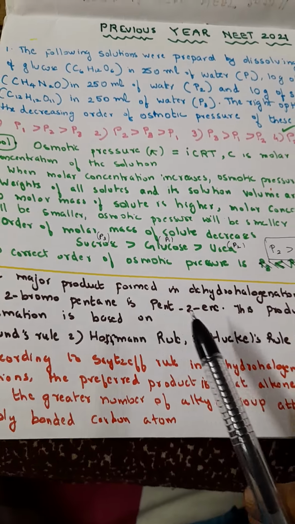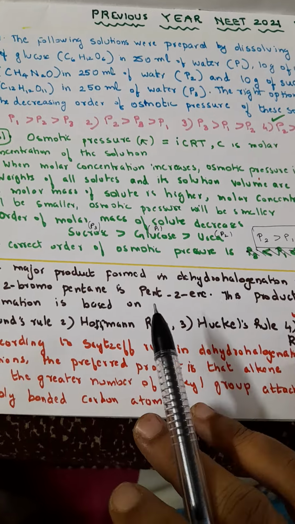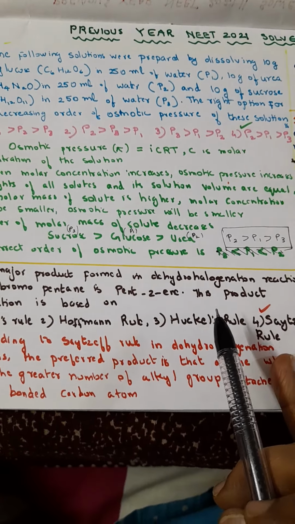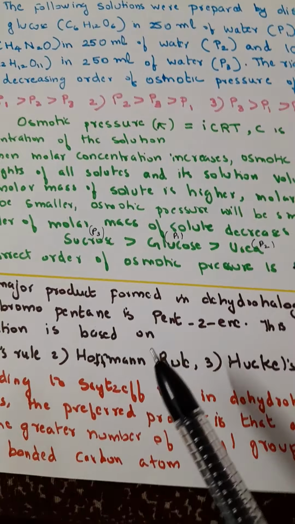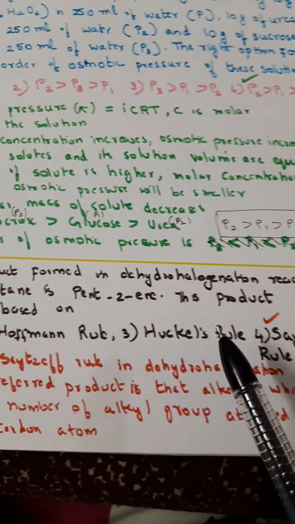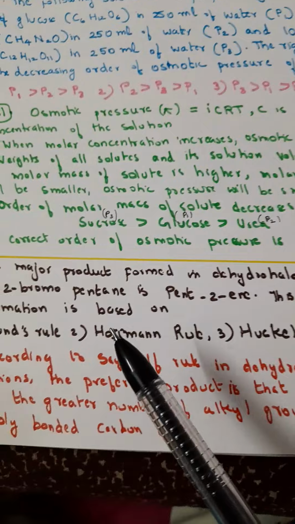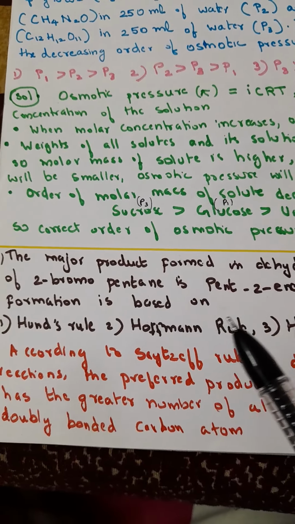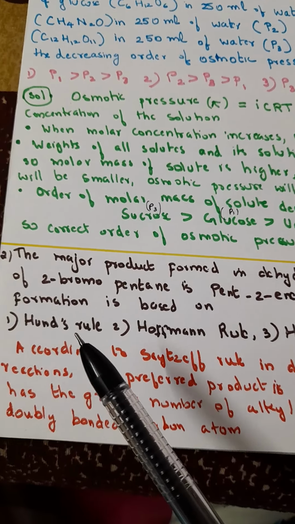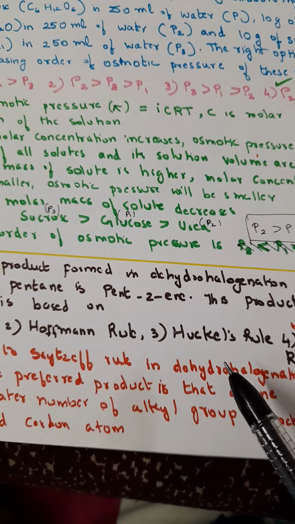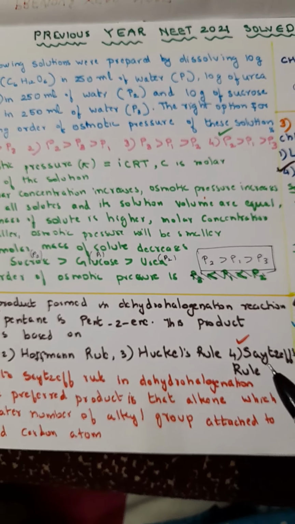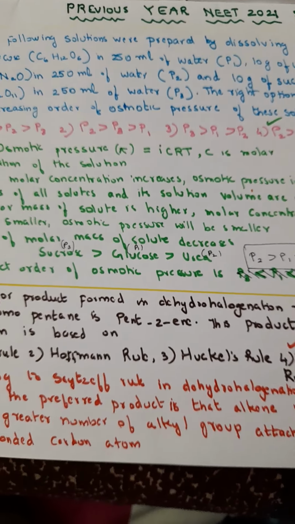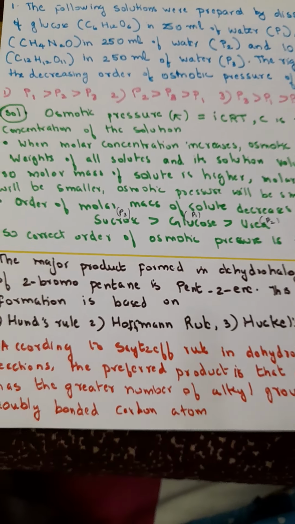The major product, this is from organic chemistry, formed in the dehydrohalogenation reaction of 2-bromopentane is pent-2-ene. So this product formation is based on what rule? The options are Hund's rule, Hoffmann's rule, Huckel's rule and Zaitsev's rule. So the answer is option 4, Zaitsev's rule. What is the explanation for the answer to this question?